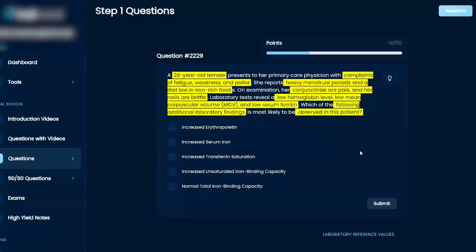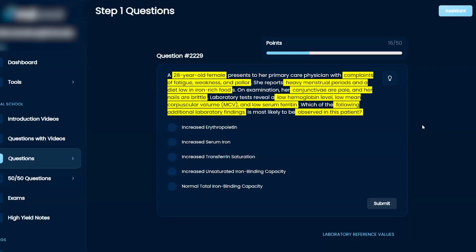Obviously, this person has an iron deficiency. I mean, heavy menstrual bleeding means you're going to lose iron. And it was even more helpful, it tells you she has a low iron-rich diet or food. So it's going to be an iron deficiency related issue. So it's just knowing that path and then knowing what increases and what decreases between the different variables. So let's see, normal total capacity, let's see, increase erythropoietin.